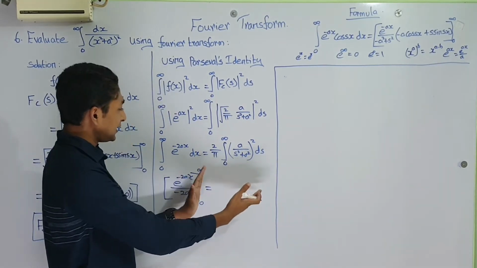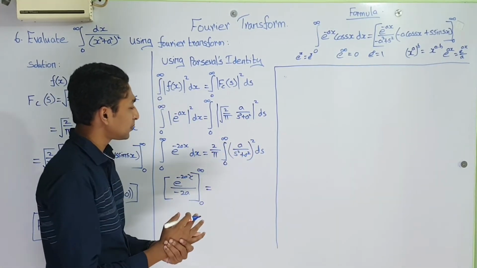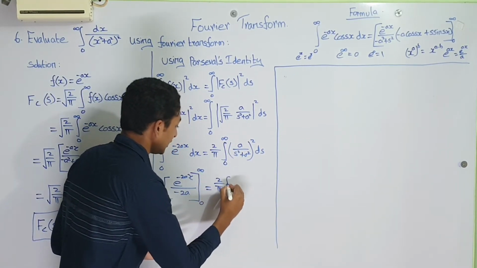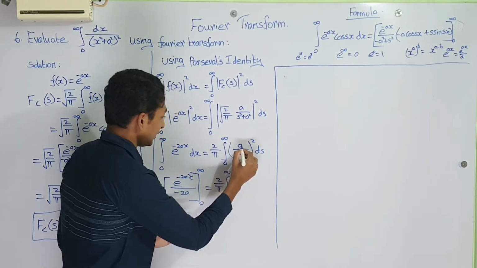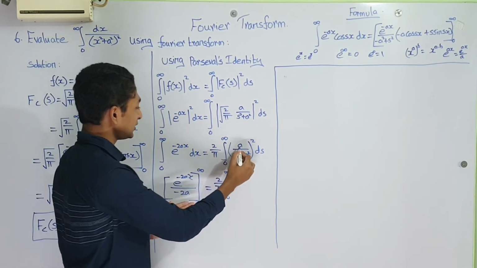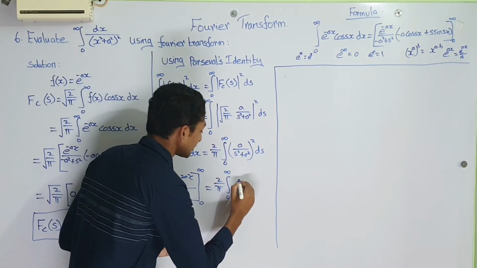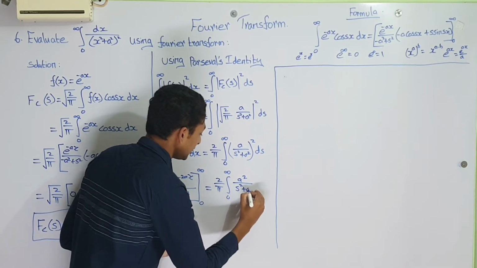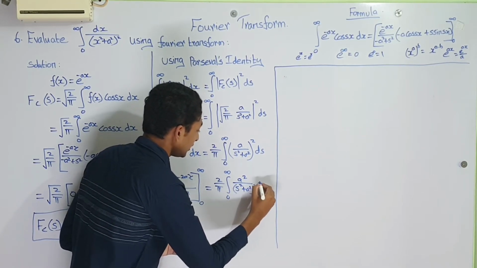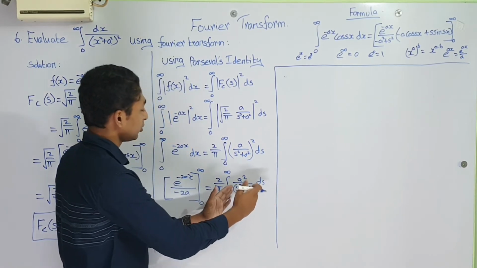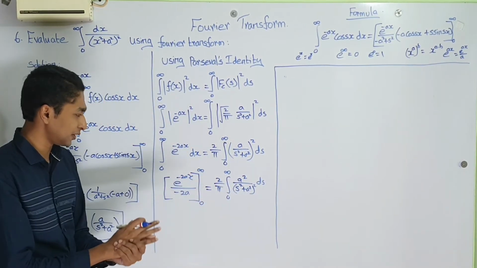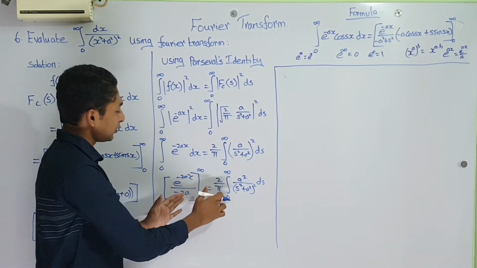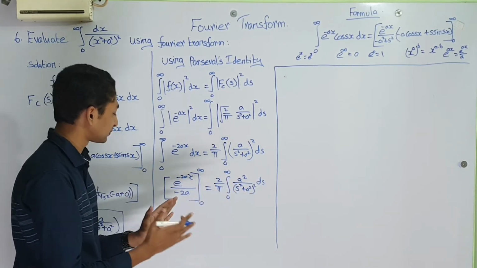On the right hand side, we are going to square these terms. So 2 divided by pi, integral 0 to infinity. What is the square of a? It is a square. So a square divided by a square plus a square, ds. Here we have applied the whole square. In the next step we can take a square out, along with the 2 divided by pi, so only ds remains.